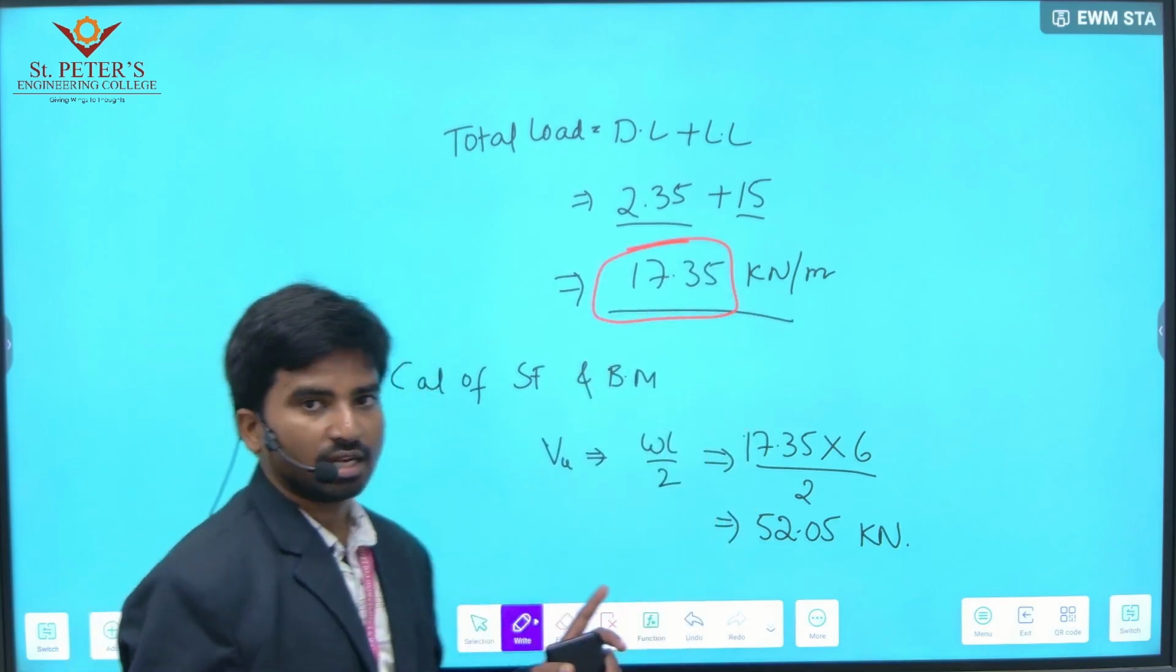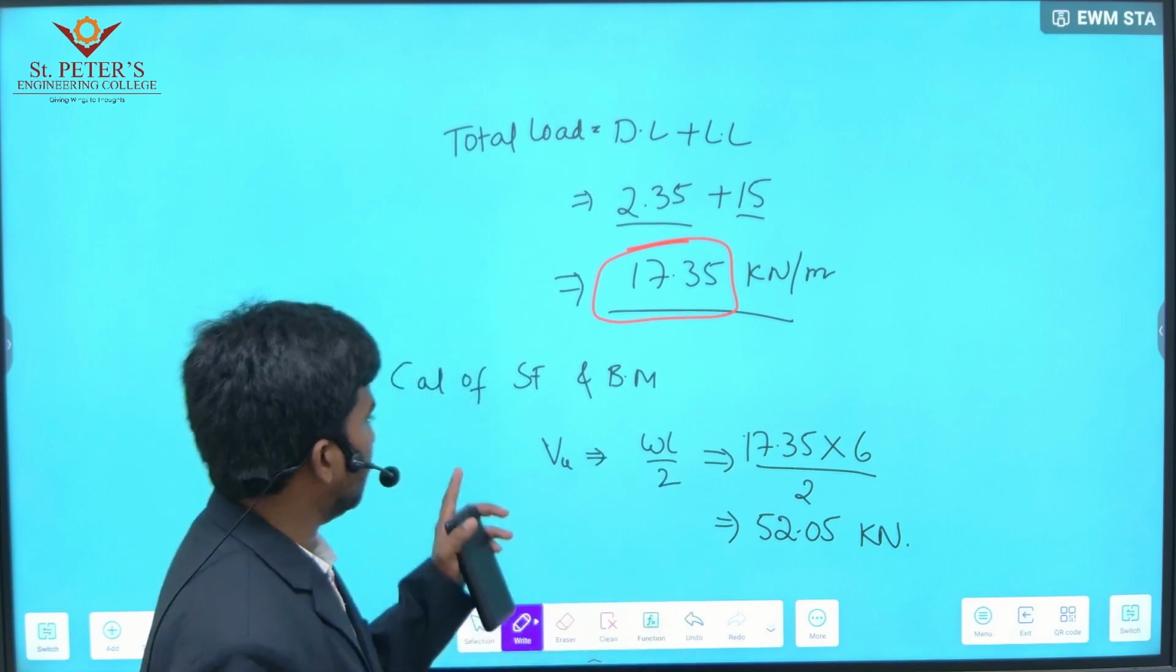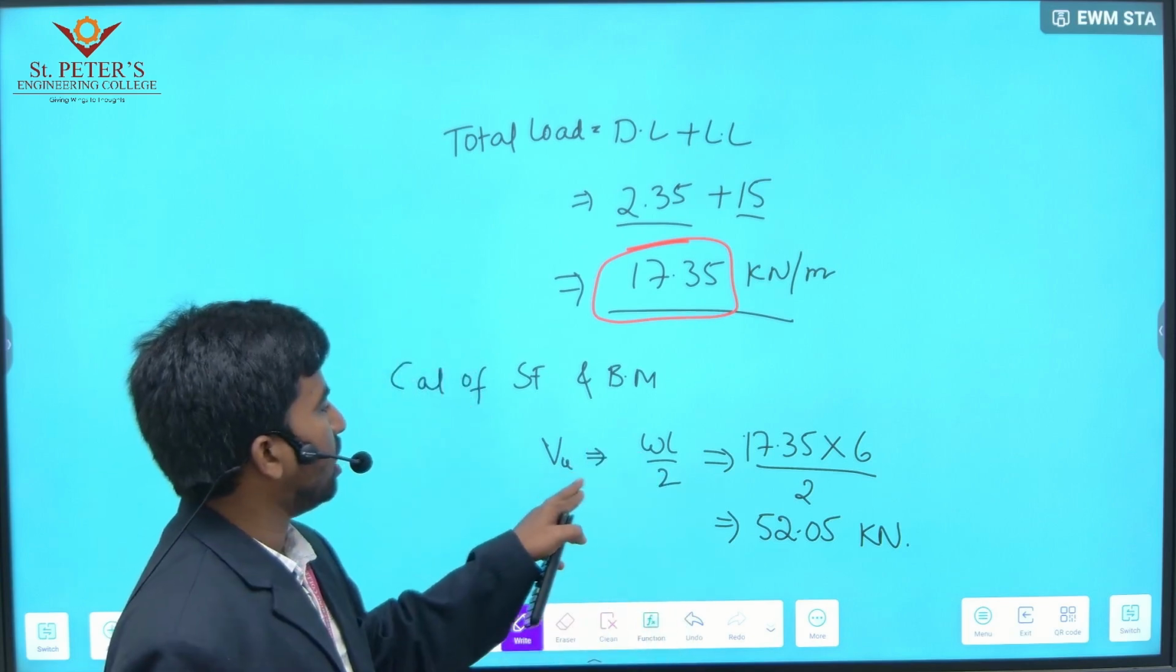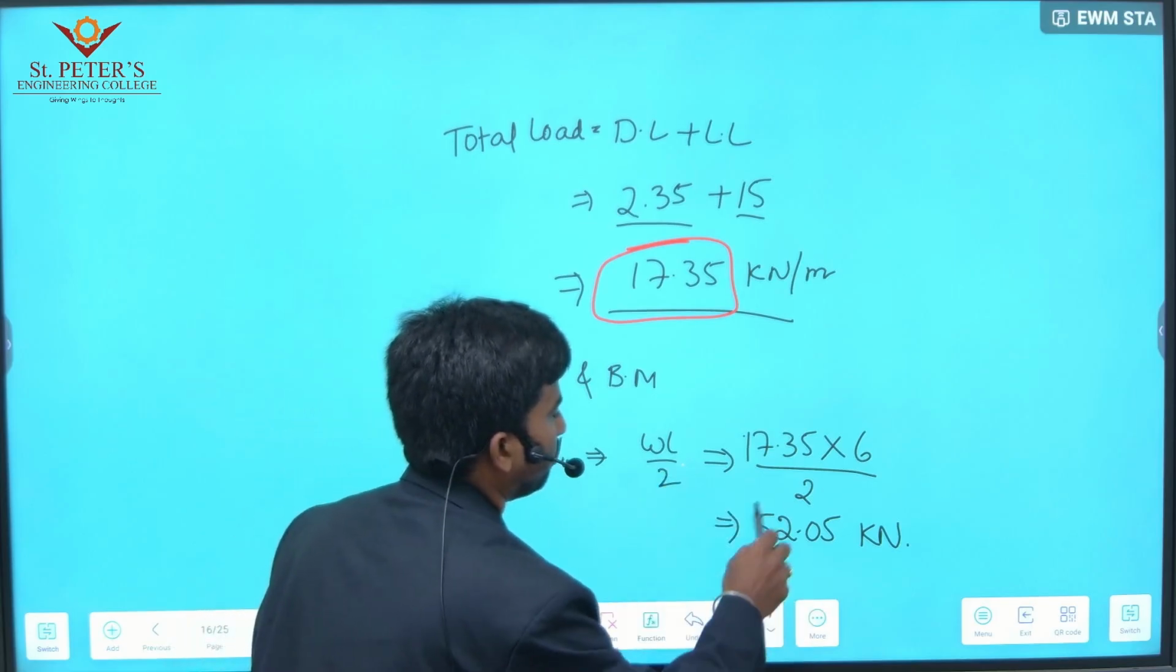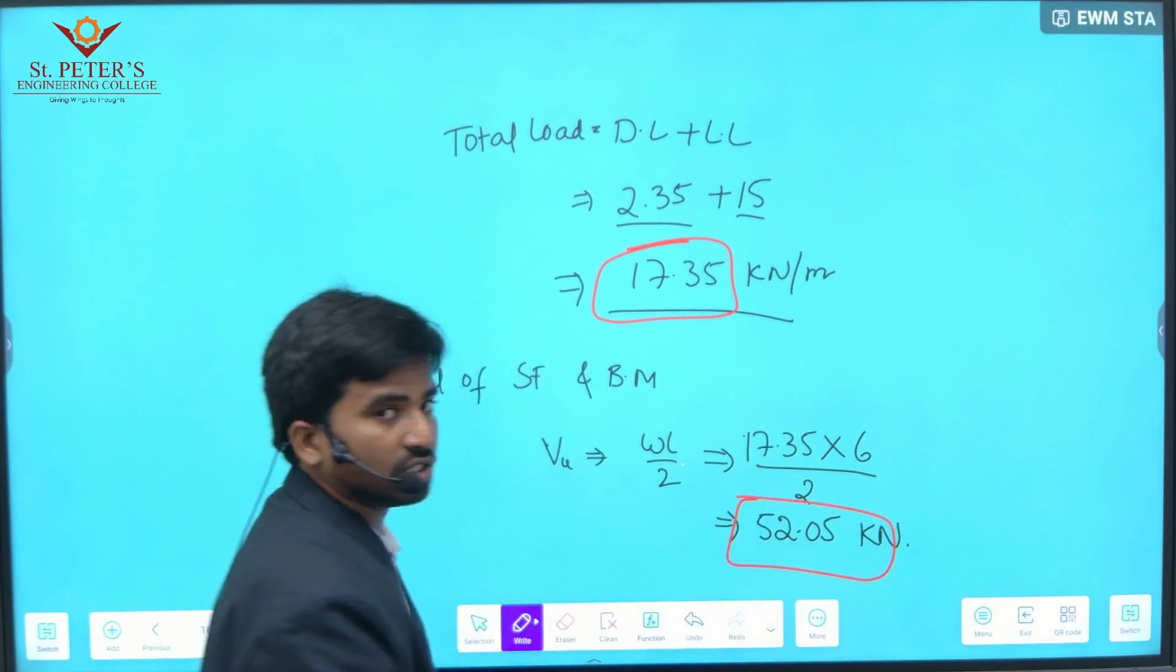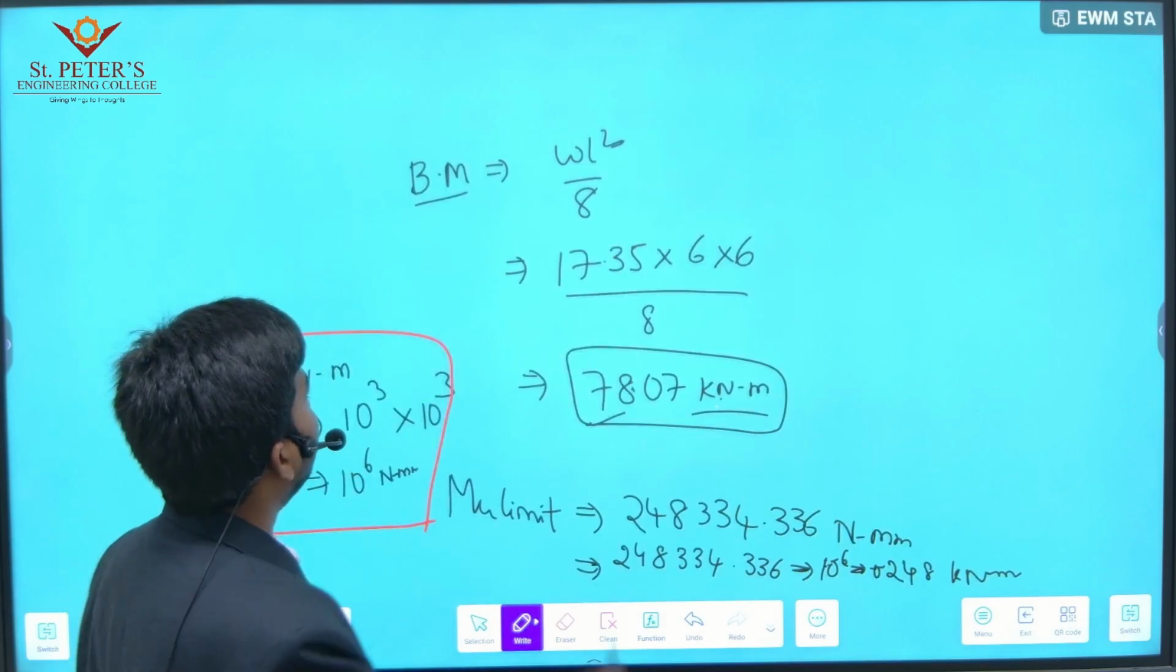And next step is calculation of shear force and bending moment. We already discussed that before. So the value is WL/2, which is 52.05. This is the shear force. This is the bending moment.